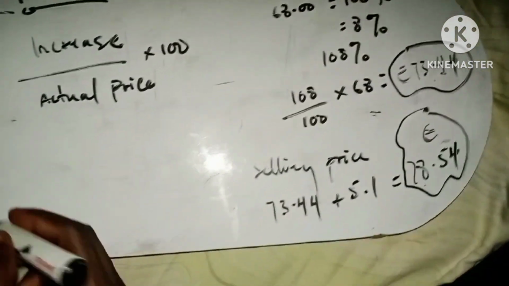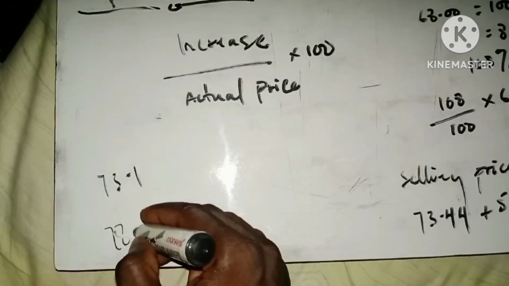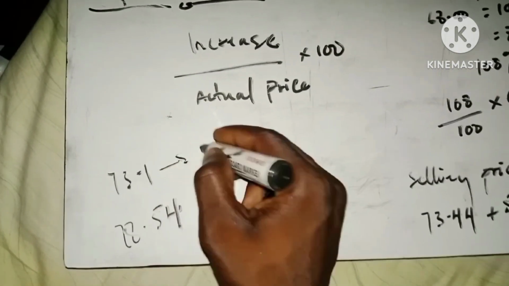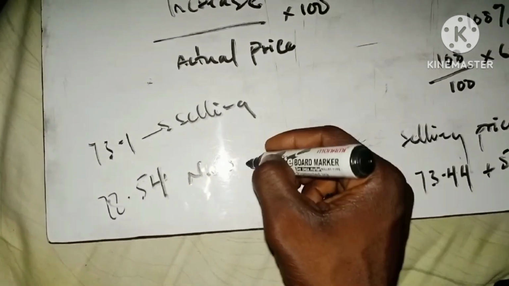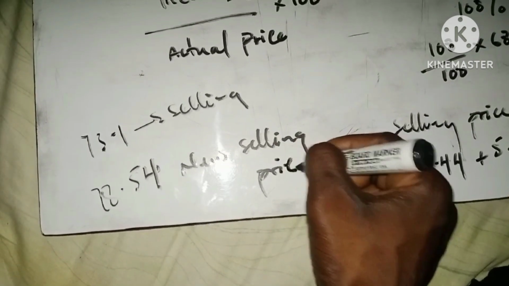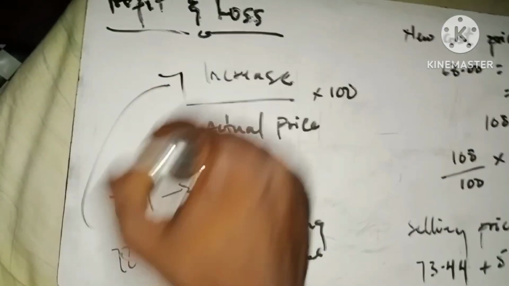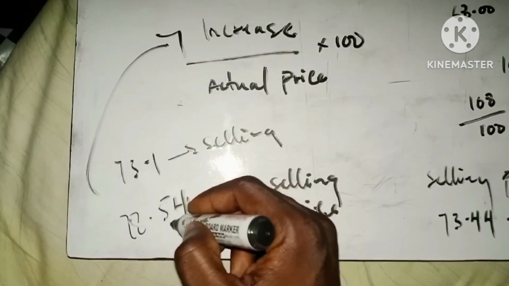So the difference between the two will determine our increase. That's going to be 78.54, right? This is the new selling price, and we sold it at 73.1 at the beginning. So the difference between the two is going to determine the increase at this point. Is that okay? So find the difference between these two and have that down.